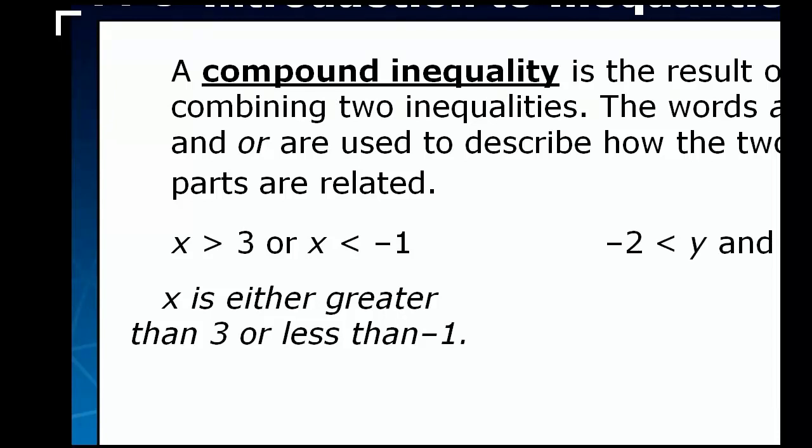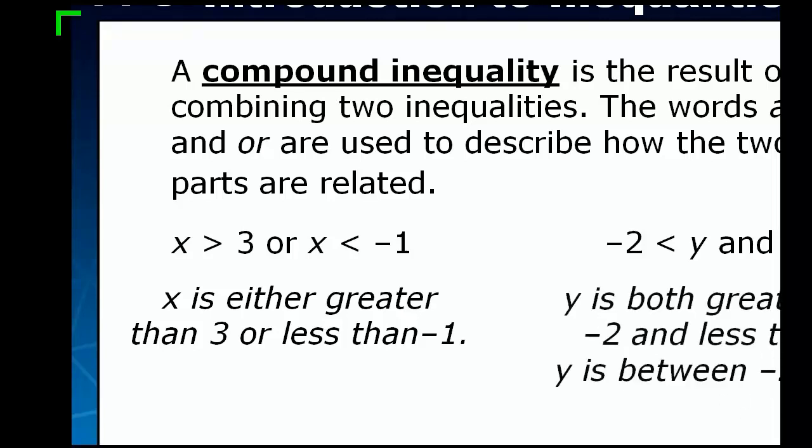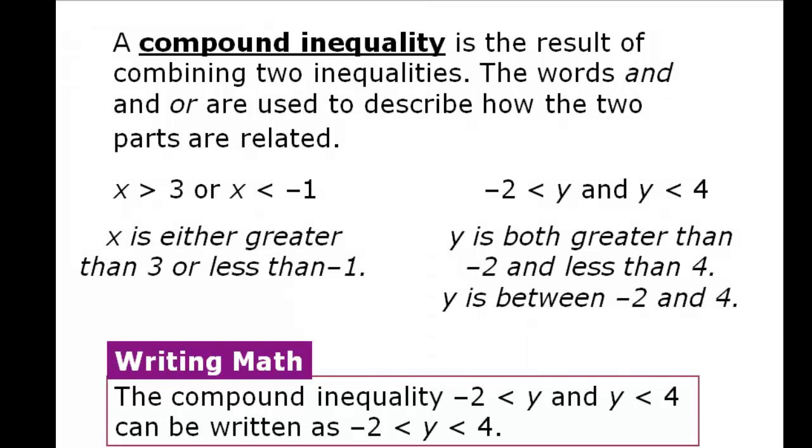-2 is smaller than y, and y is smaller than 4. Okay, so y is both greater than -2 and less than 4. y is between -2 and 4. You will understand it when we come to draw it, okay? So the compound inequality -2 smaller than y and y smaller than 4 can be written as -2 smaller than y smaller than 4, all as one sentence.